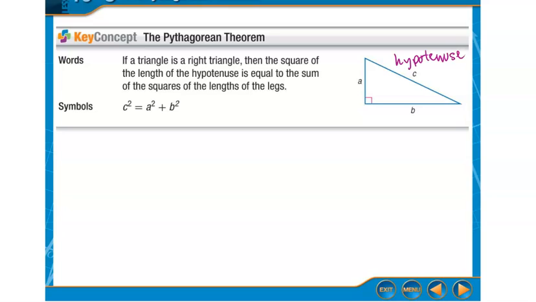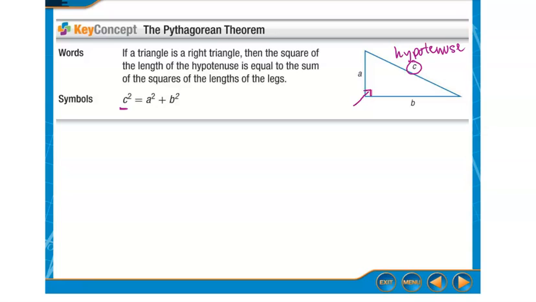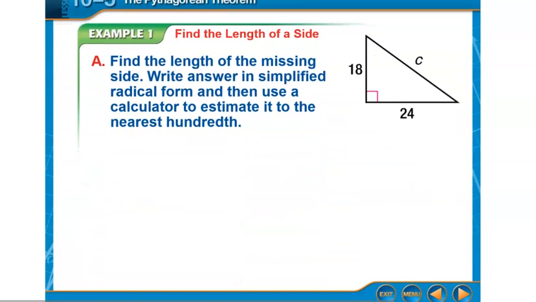If a triangle is a right triangle, turns out that the hypotenuse, which is the longest side, is always c. C is always by itself in this formula. One way to remember the hypotenuse is it's always across from the 90-degree angle. So if you turn the 90-degree angle into an arrow, it points right at the hypotenuse. And it turns out that if you square each of the leg lengths and add them together, that equals the square of the hypotenuse.